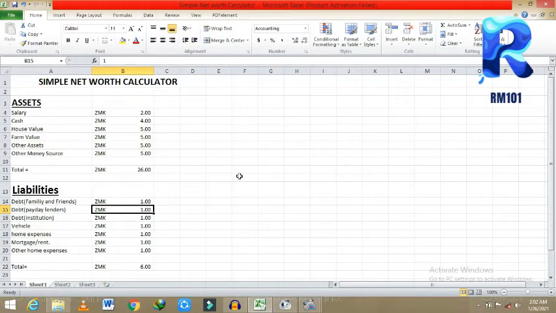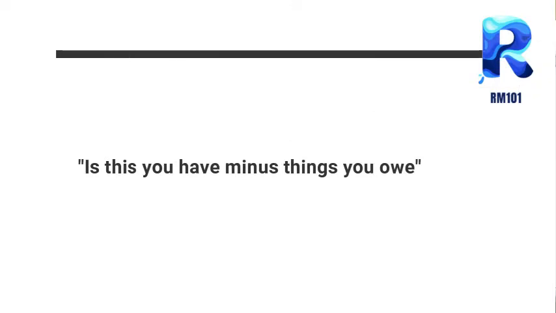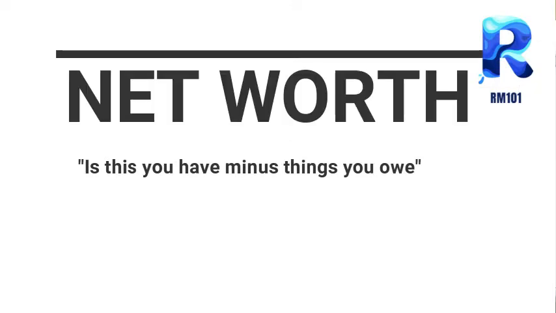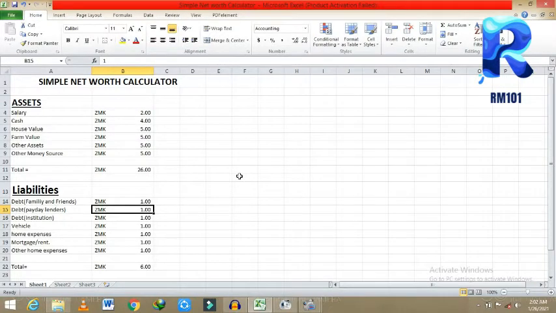So here on the simple net worth calculator, how do we calculate net worth? A simple definition of net worth is assets minus liabilities. Assets are things you own and liabilities are things you owe. This is the simplest approach, but there are other, more advanced ones. That's why we're referring to it as a simple net worth calculator. There are some other more complicated methods out there.